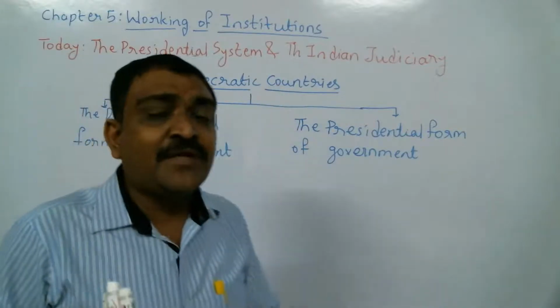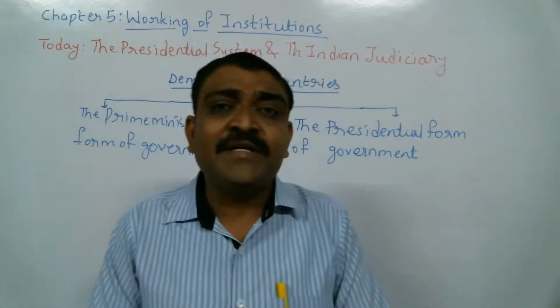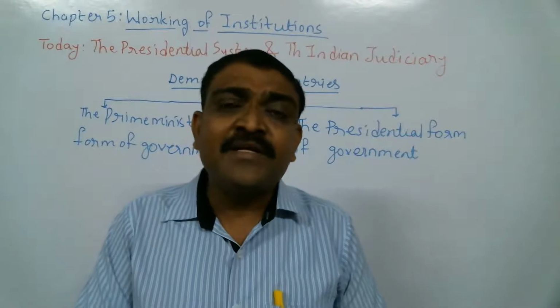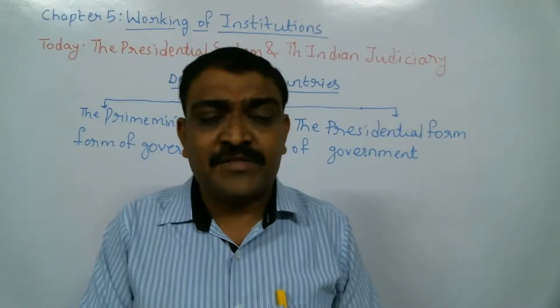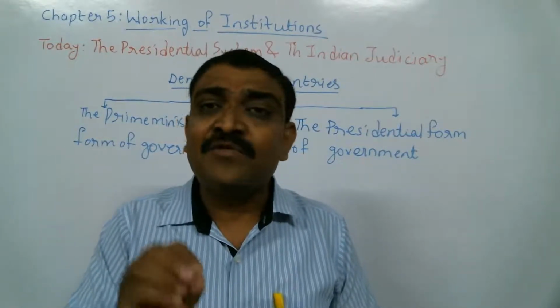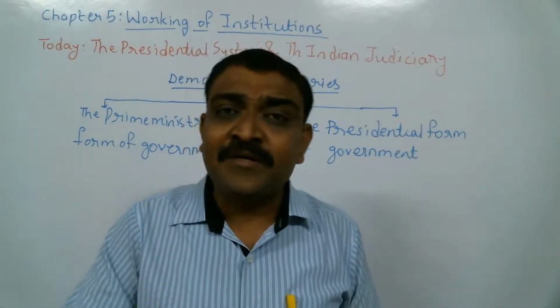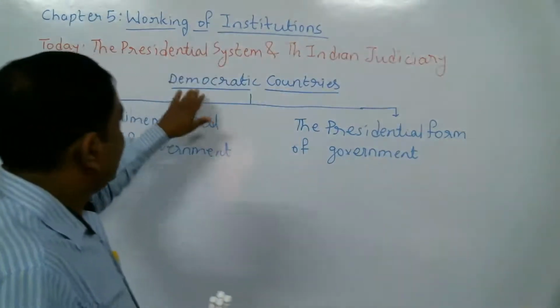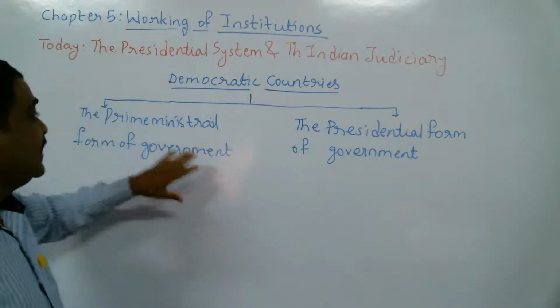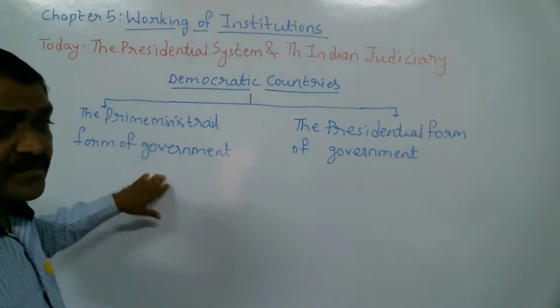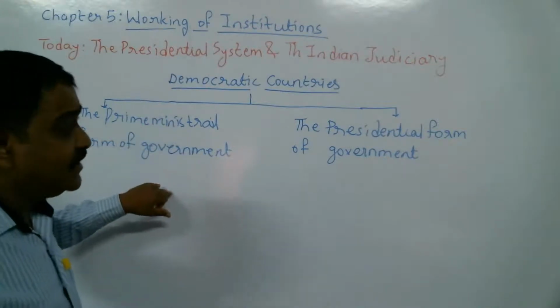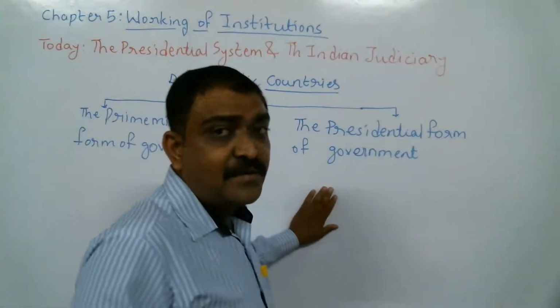Now, the most important thing is, what is a democratic country? A democratic country is that country which elects its ruler, meaning rulers are elected by the people. So in democratic countries, there are two ways to form the government.